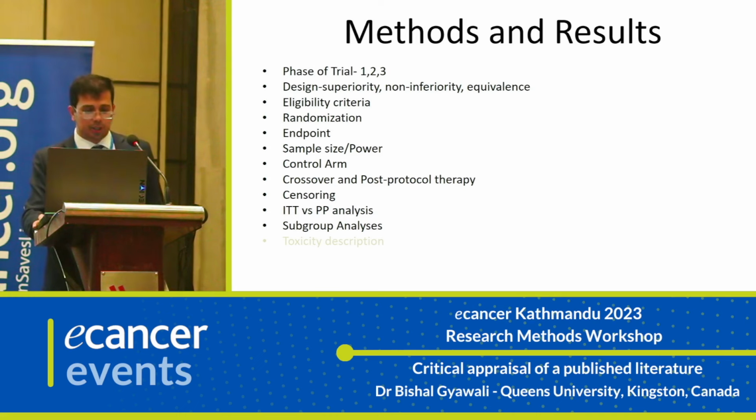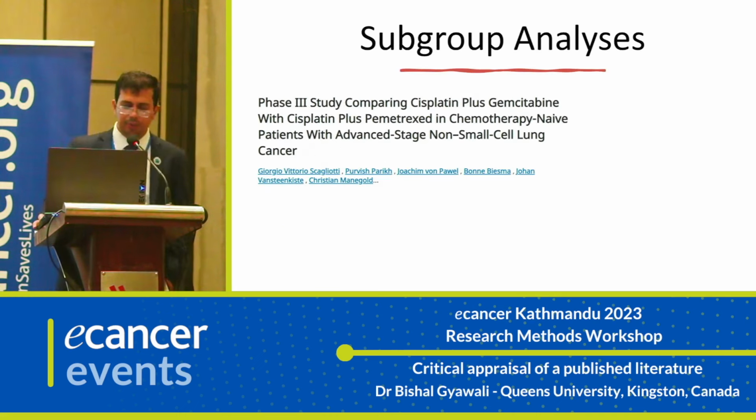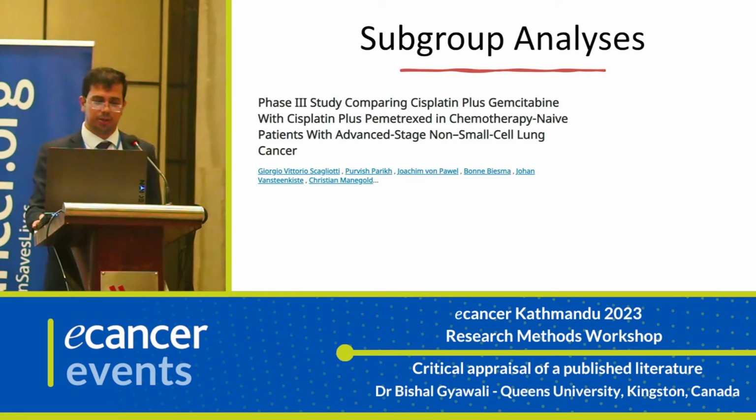A couple of words about subgroup analysis. This is a classic example that I want to cite because this trial had changed treatment guidelines, but this was based on subgroup analysis. So classically, we are taught that for non-small cell lung cancer, if it is non-squamous histology, you have to use pemetrexed. If it is squamous, use gemcitabine. That's a very strong recommendation from most of the guidelines.